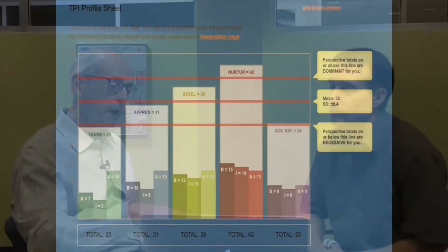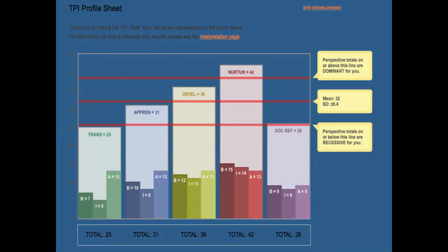Tom, I want to talk generally about any profile at all now for a minute and start with whether it's a flat or a differentiated profile. Some people have a profile that's not as well differentiated as yours. You can see yours is stepped, and there's a difference between the perspectives. That's generally more easily interpreted than a flat one.